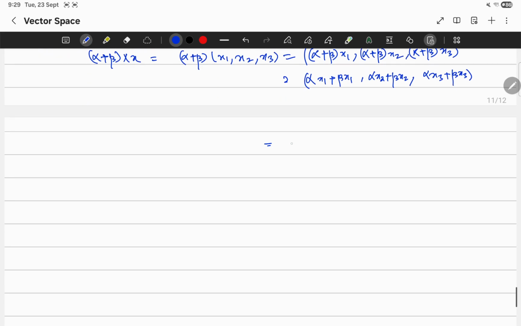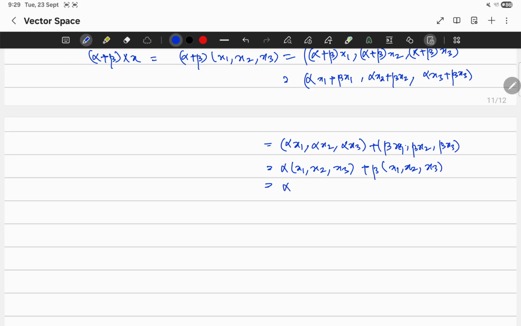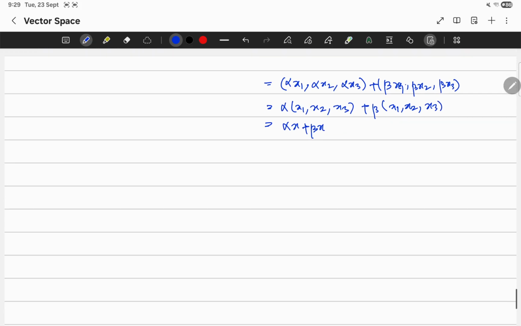It is nothing but alpha x1, alpha x2, alpha x3 plus beta x1, beta x2, beta x3. So it means it is alpha times (x1, x2, x3) plus beta times (x1, x2, x3), that is alpha x plus beta x. So you have proved this property.